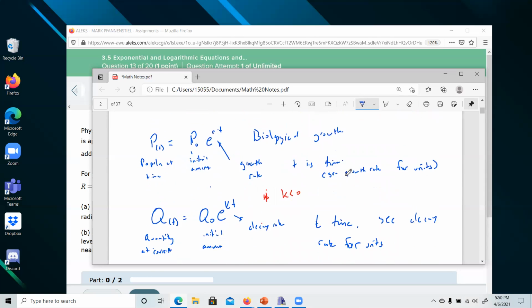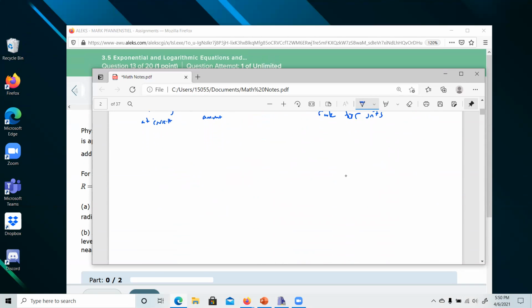So to summarize, we have three formulas. We have A equals Pert. We have P equals P sub 0 e to the rt.